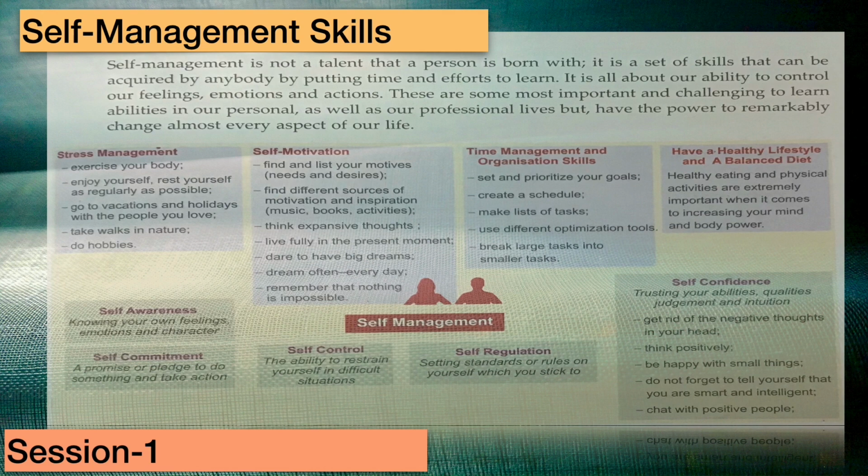Have a healthy lifestyle and balanced diet. It's not only the lifestyle that should be healthy, your diet should be balanced as well to keep a healthy brain alive in you. Healthy eating and physical activities are extremely important when it comes to increasing your mind and body power. Now, not only these, there are so many things which actually help you in self-managing yourself.